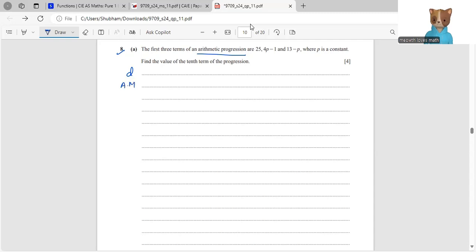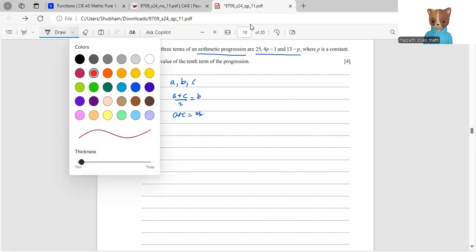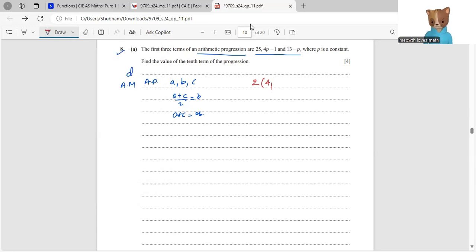Whenever 3 terms are given to you, always think of arithmetic mean. What is arithmetic mean? If A, B, C are in AP, these 3 terms, then I can simply say A plus C divided by 2 is equal to B, or A plus C is equal to 2B. All right. So applying the concept of arithmetic mean over here, what we get is twice of B. B is the second term. This is A and this is C, right? So A plus C. So 25 plus 13 minus P.